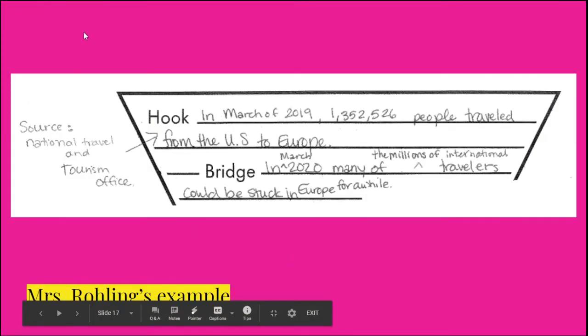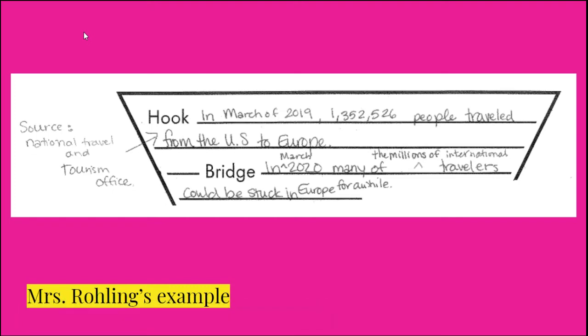So, after a little bit of thought, Mrs. Rohling chose this fact to be her hook. In March of 2019, 1,352,526 people traveled from the U.S. to Europe. I found that at the National Travel and Tourism Office.